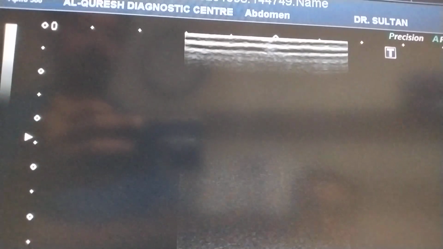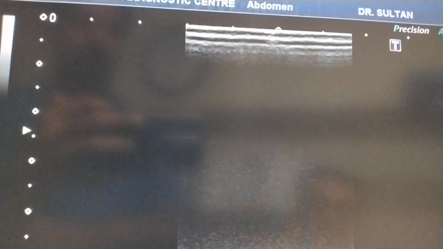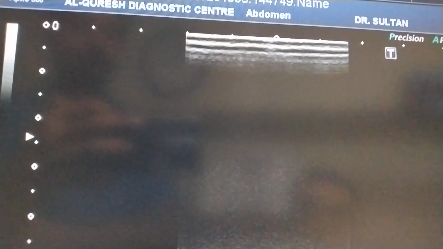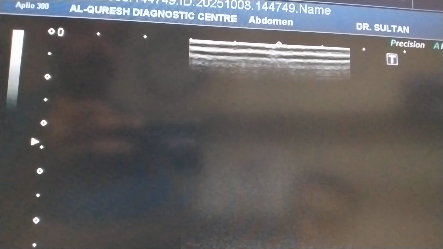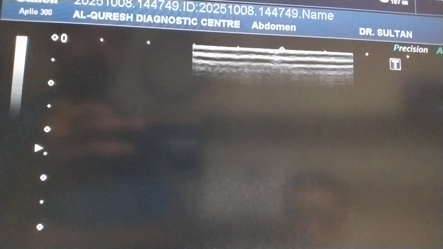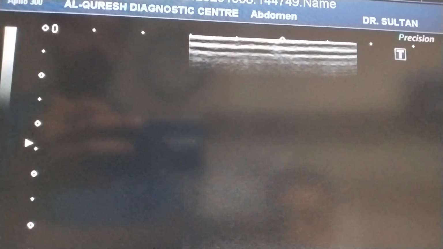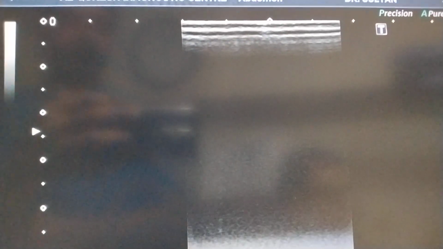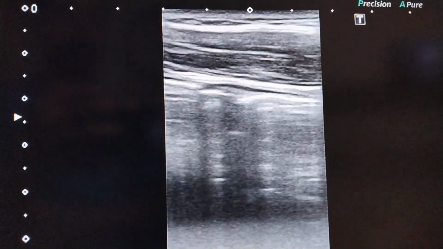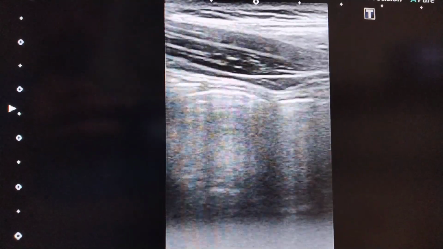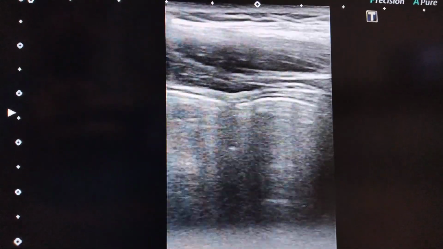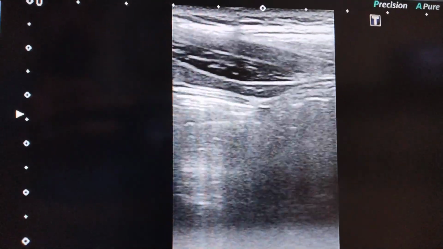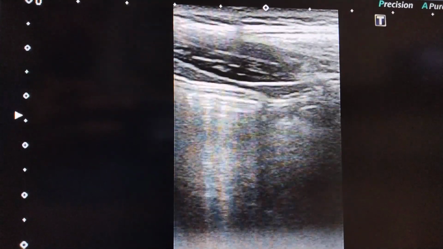This is my young patient with a history of swelling at the right inguinal region during coughing, standing, or doing heavy work. So I am going to scan the right inguinal region. I have already told about the inguinal hernias.